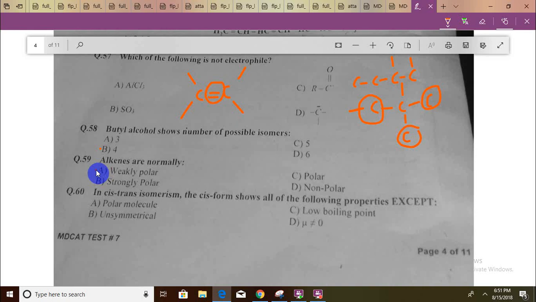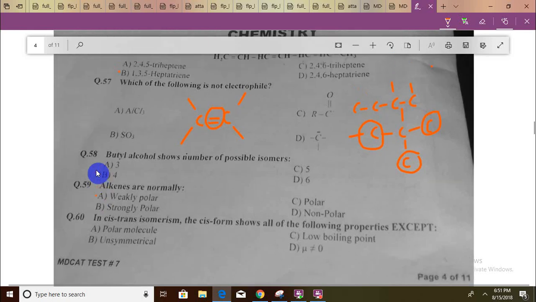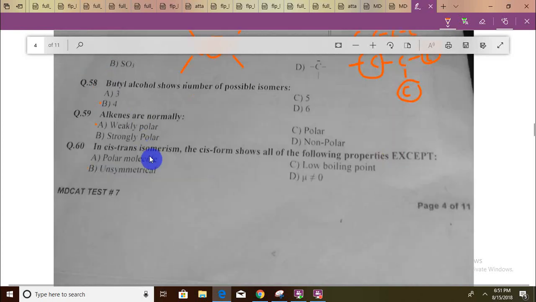So let's move onwards. In cis-trans isomerism, the cis form shows all of the following properties except: polar molecule. Now cis means on the same side, so it's likely to be polar. Unsymmetrical. That depends on what you're talking about, but generally they would be unsymmetrical. If the double bond is cut across the middle, it's likely to be unsymmetrical.